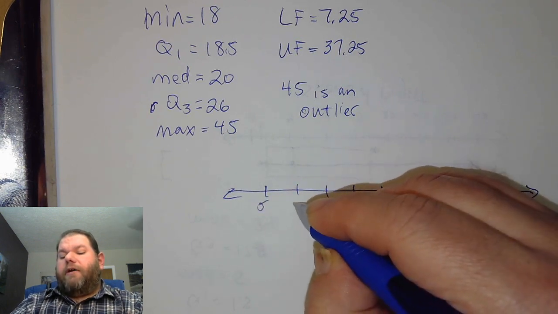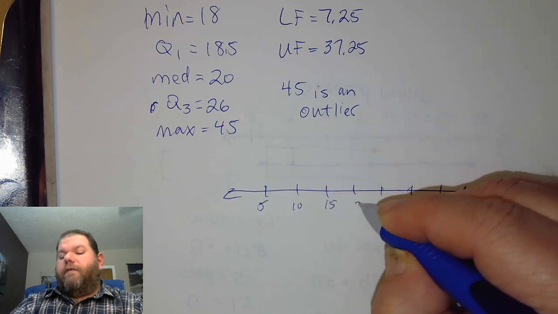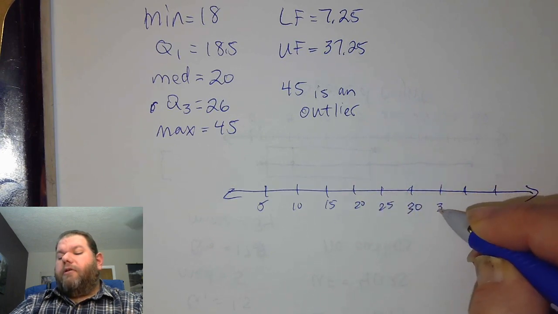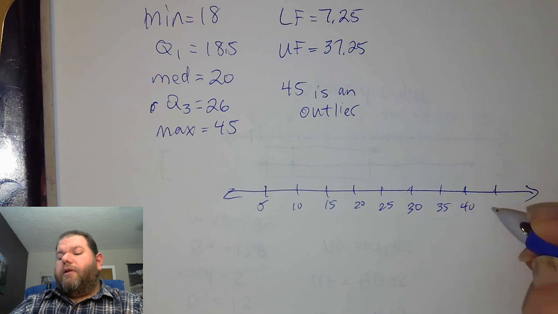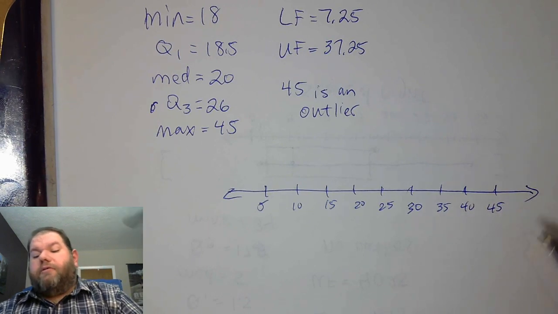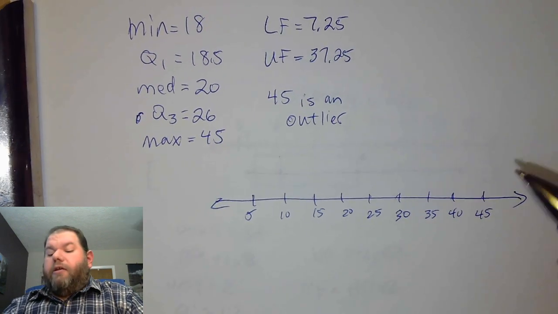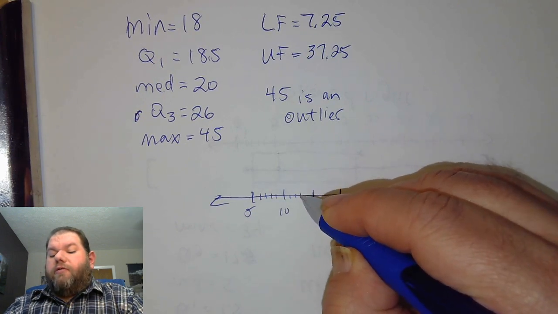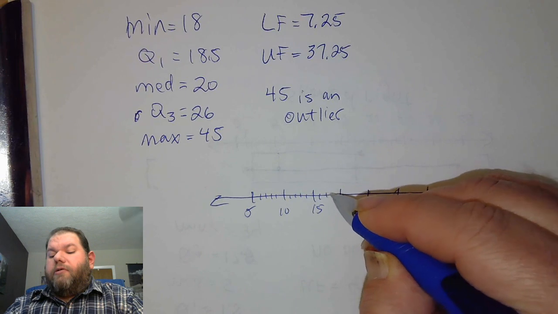So we start at 5, 10, 15, 20, 25, 30, 35, 40, 45. Okay. And I'll make 4 marks between each number.